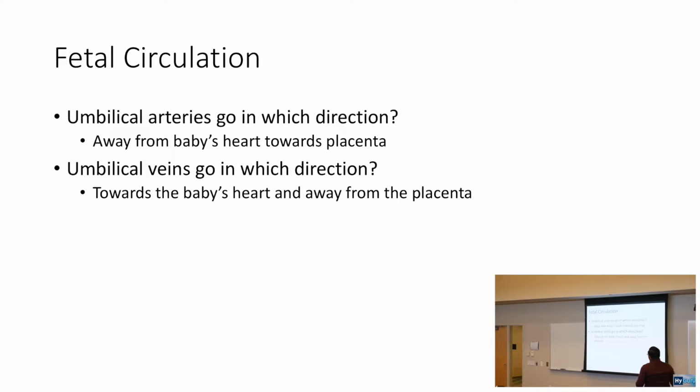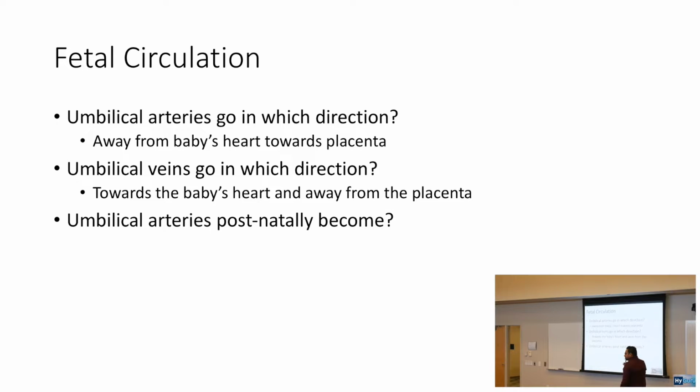Okay, so I gave you the answer here: towards the baby's heart and away from the placenta. Cool? Remember, the placenta is the oxygenating organ for the baby. It's so beautiful how it works. Umbilical arteries postnatally become the medial umbilical ligament. Umbilical, medial, like, right? Umbilical arteries become the medial umbilical ligaments.